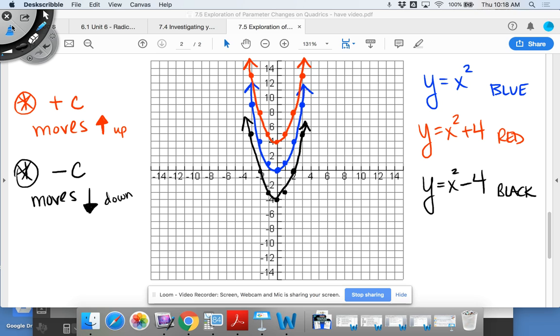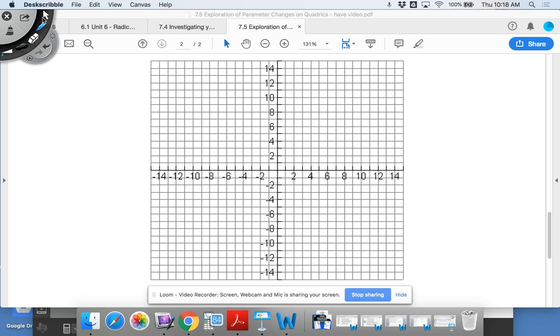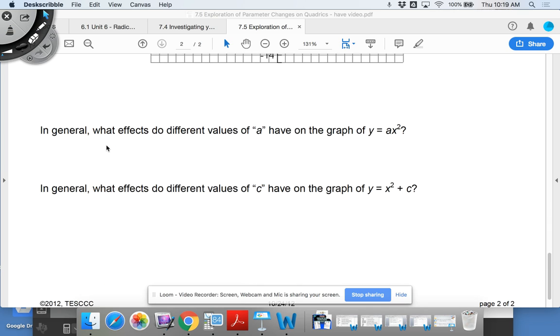Then the last thing we're going to do is answer these 2 questions together at the bottom. In general, what effects do different values of A have on a graph of y equals ax squared? So we said this on the front page actually. So on the front of this, what did we say that A affects? If it's positive or negative. And it's greater than 1.